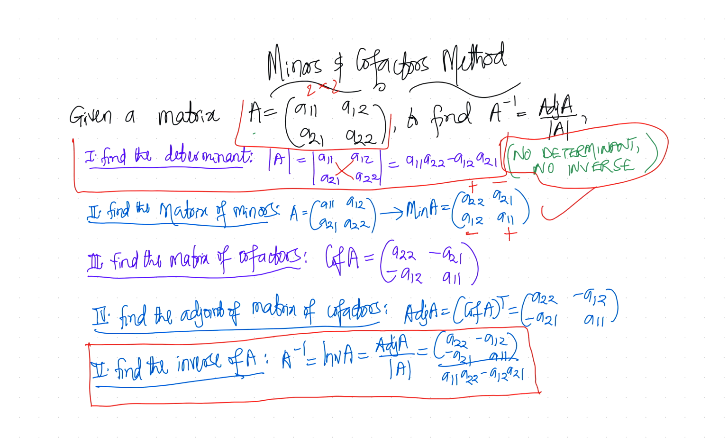Now you see that starting from the second step, everything is linked. If you don't get the minors correctly, you won't get the cofactors right, because you get the cofactors by simply applying the signs of the matrices.